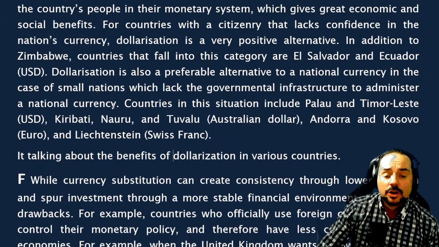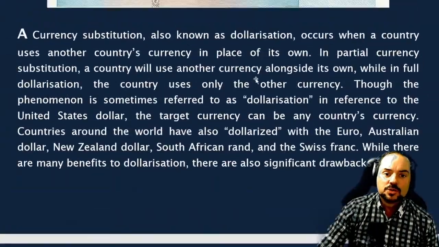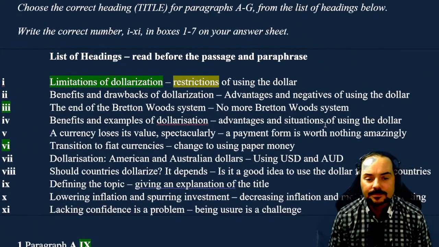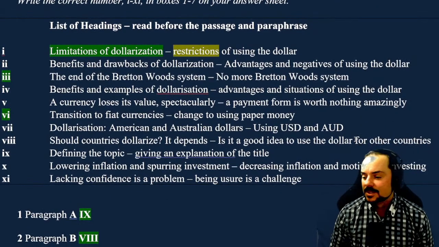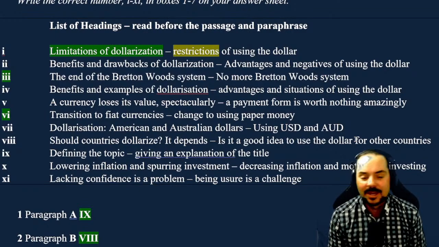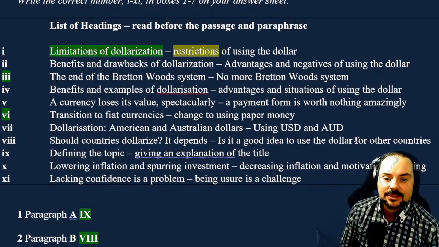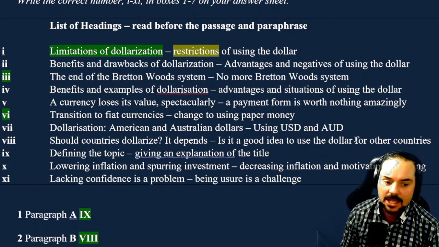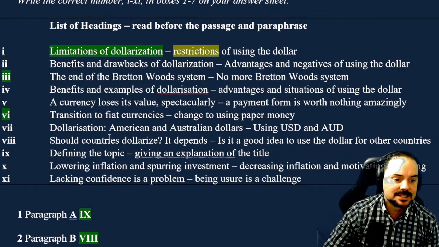Okay, great job. Now, which one of the answers matches your answer? So it's coming. It'll be there in 2 seconds, once the latency here is gone. Okay, so which one is the closest match to what you just told me? The fourth one, benefits and examples of dollarization. And you just picked yourself up a point for your IELTS exam.